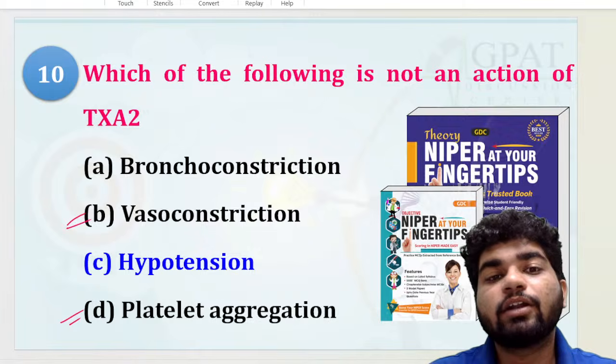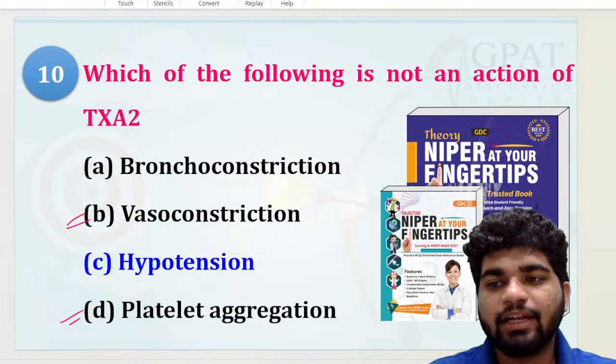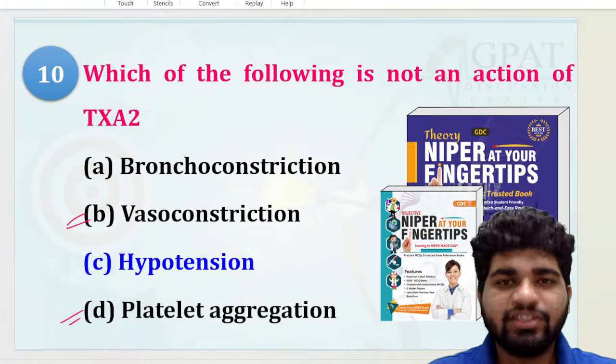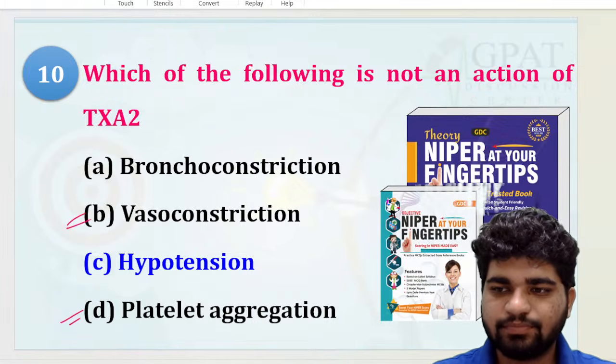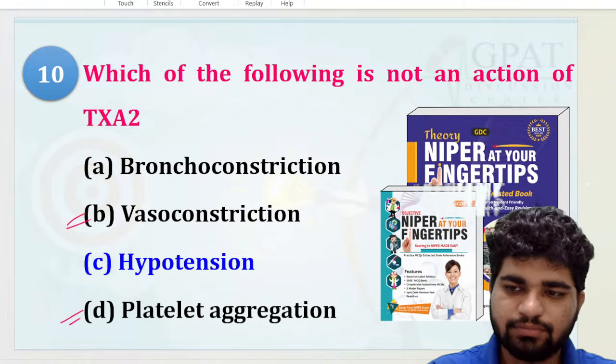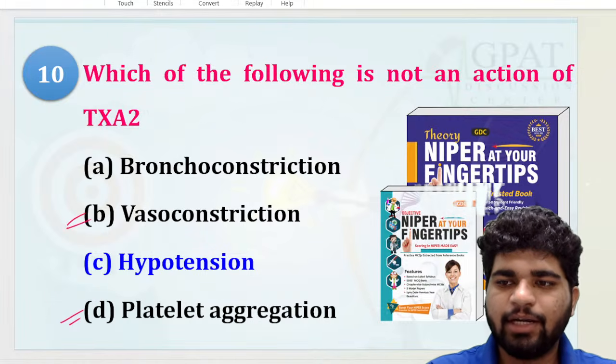And what is the inhibitor of TXA2? Can anyone tell me that? Which drug is considered to be the thromboxane inhibitor? Anyone? Tell me in the comment section.